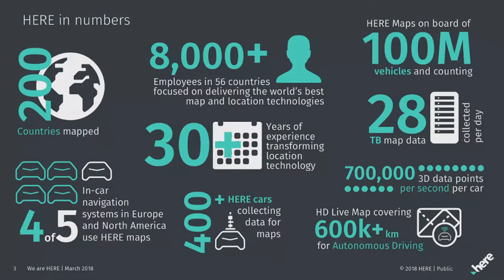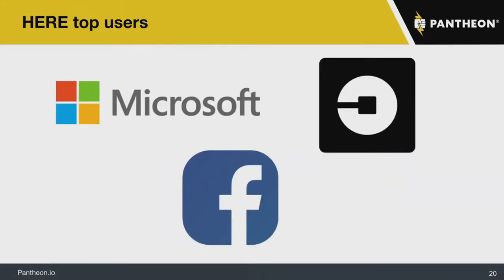In Europe and North America, four to five cars with in-car navigation are actually using Heremaps. They have 8,000 employees in 56 countries, they're really growing, and hopefully the developers will start using them. So these are the top users that I know.